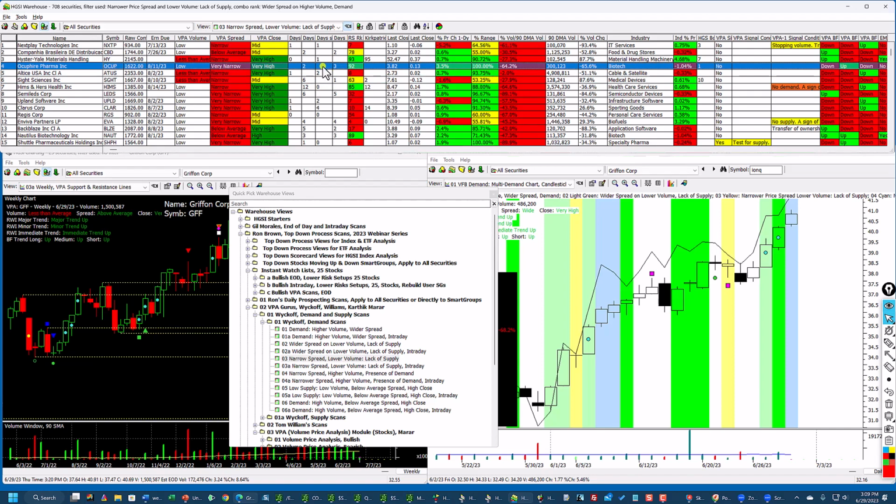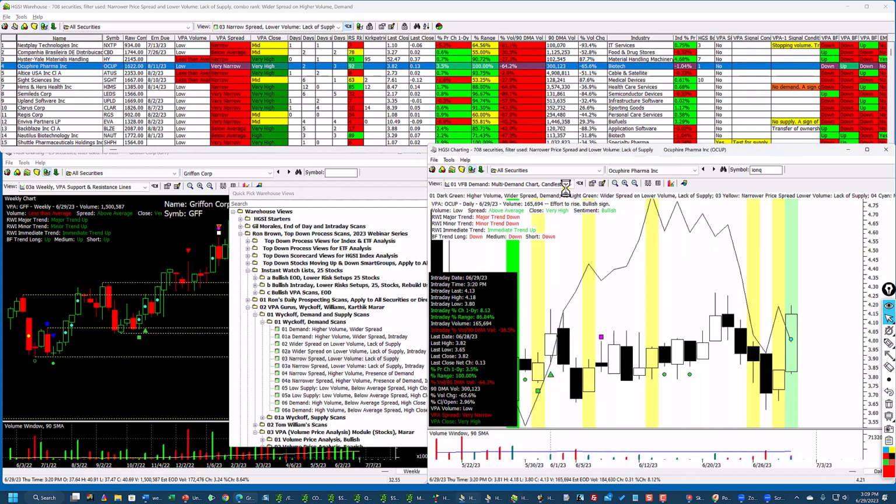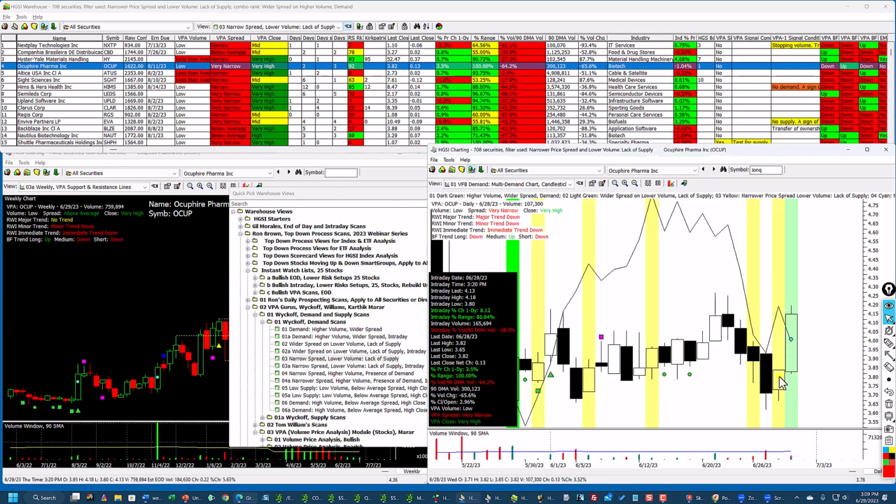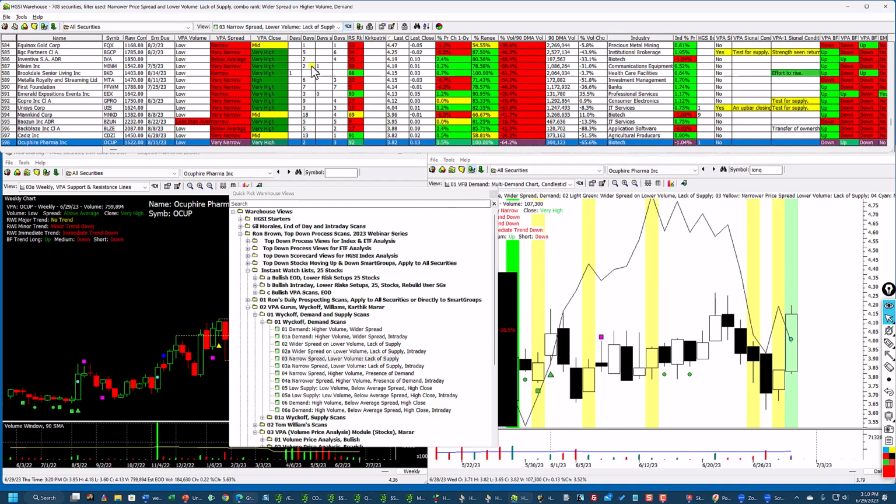Let's look at this one right here. I don't know if it's up or down today, but we're going to find out. Right here, the yellow bar is what represents this information here. There was lack of supply and a big move up today on a $4 stock. Let's find one more.